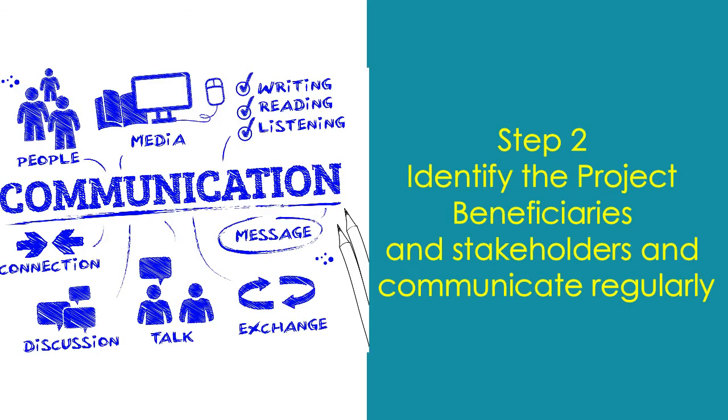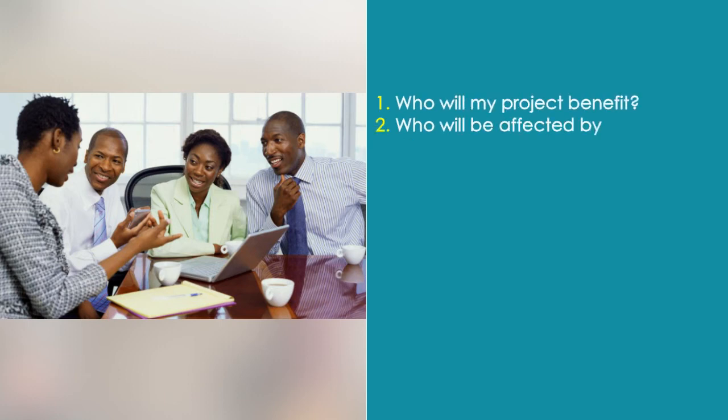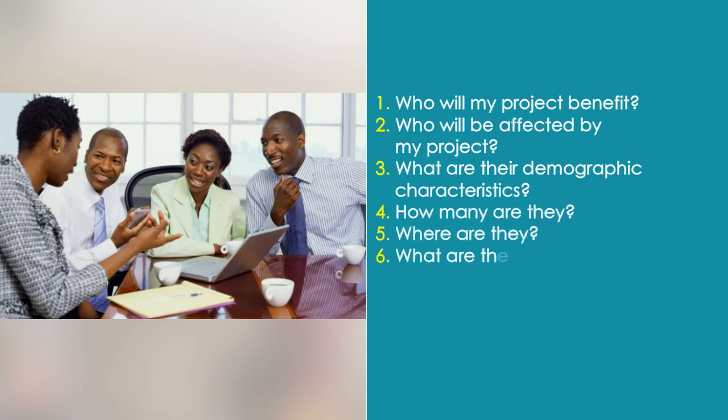And step number 2 is to identify the project beneficiaries and stakeholders and communicate regularly. Draw a comprehensive picture of the stakeholders, interest groups, institutions, and individuals affected or impacted by the project or problem. Some of the questions to ask here are, who will my project benefit? Who will be affected by my project? What are their demographic characteristics? How many are they? Where are they located? What are their beliefs, their social norms and practices? What is the best way to reach them?